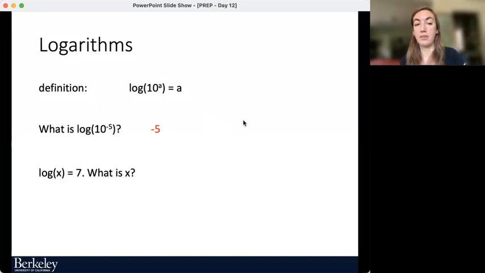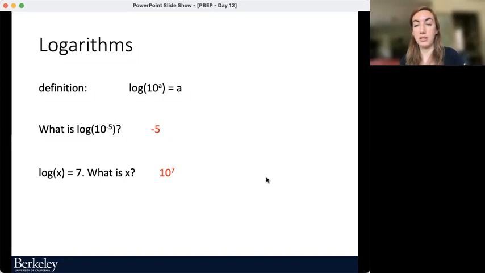If I have the log of x is 7, what is x? I can just follow this formula and I know that a is 7 in this case. So x would be 10 to the 7.